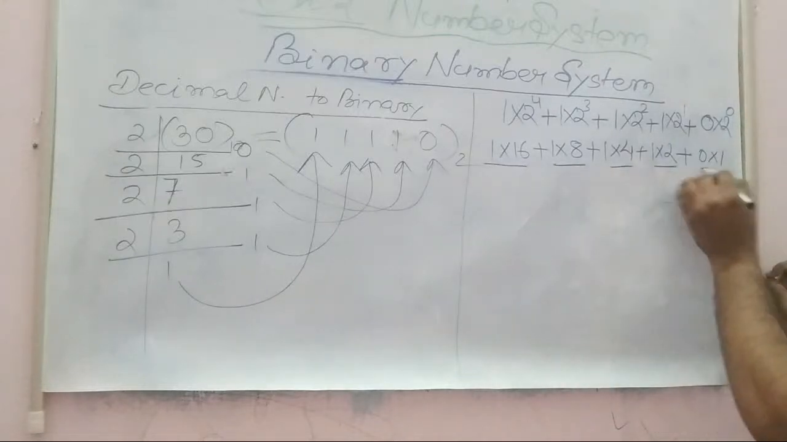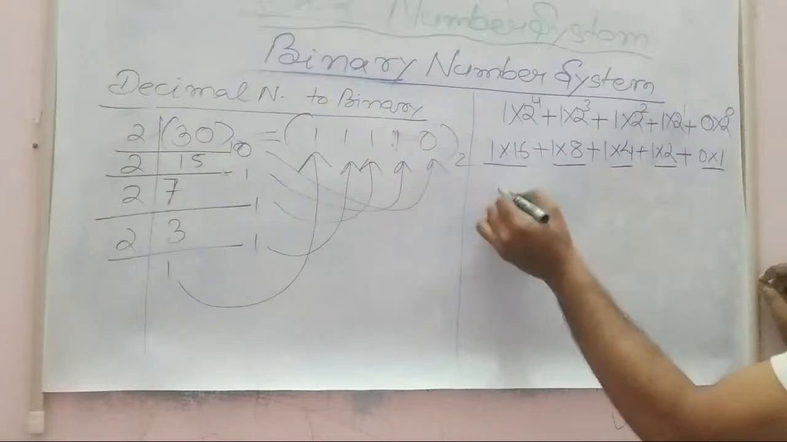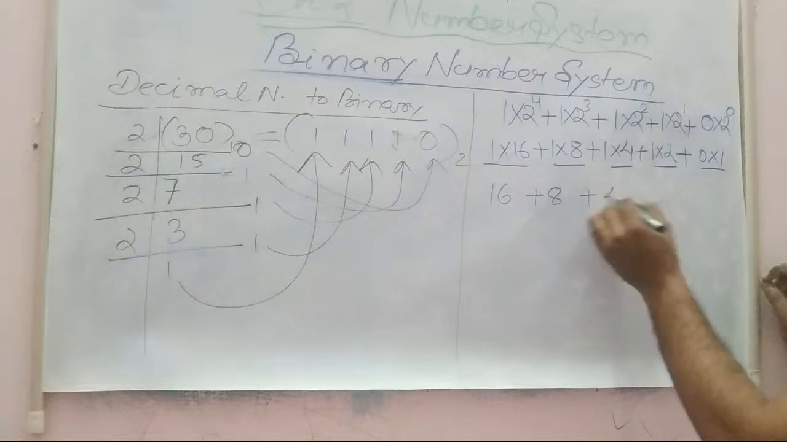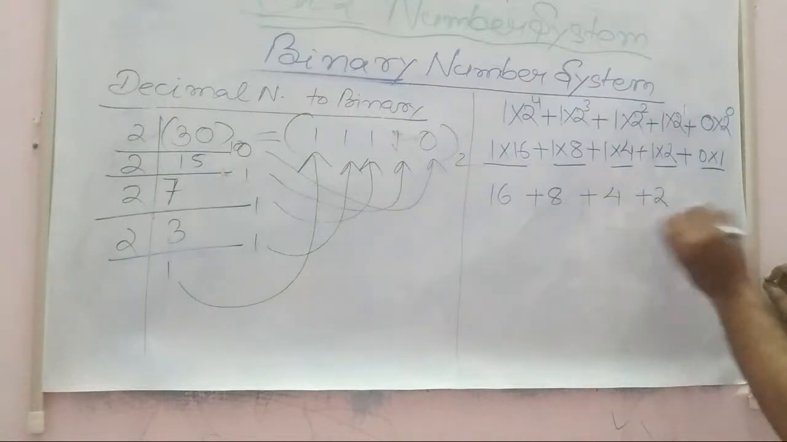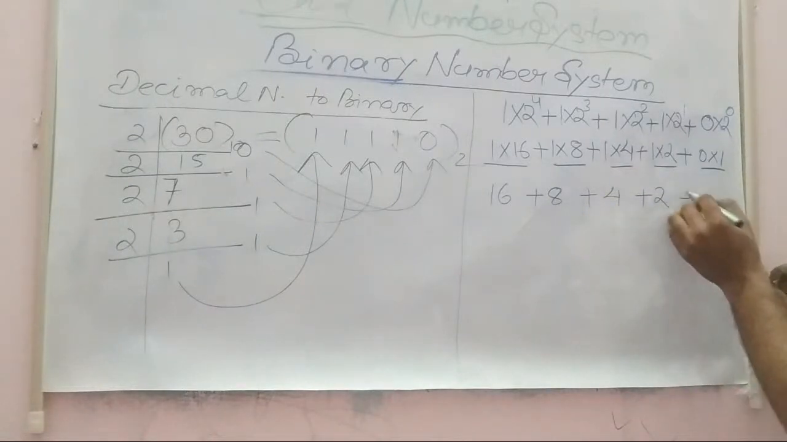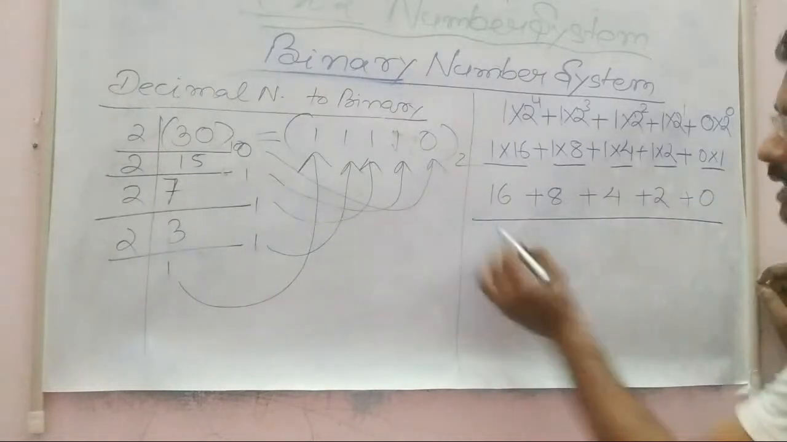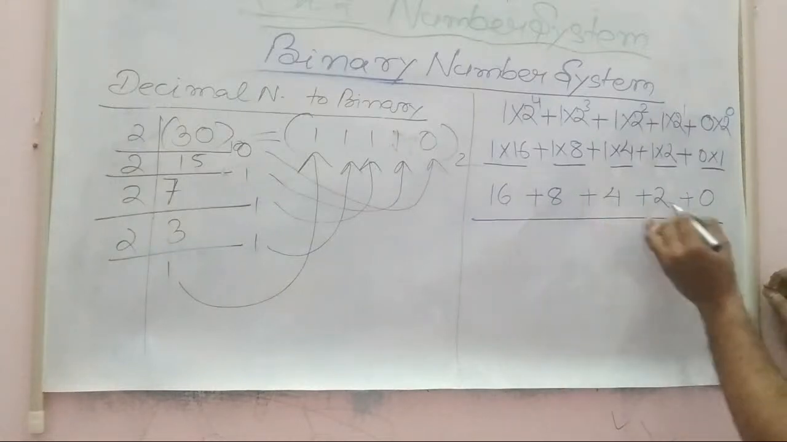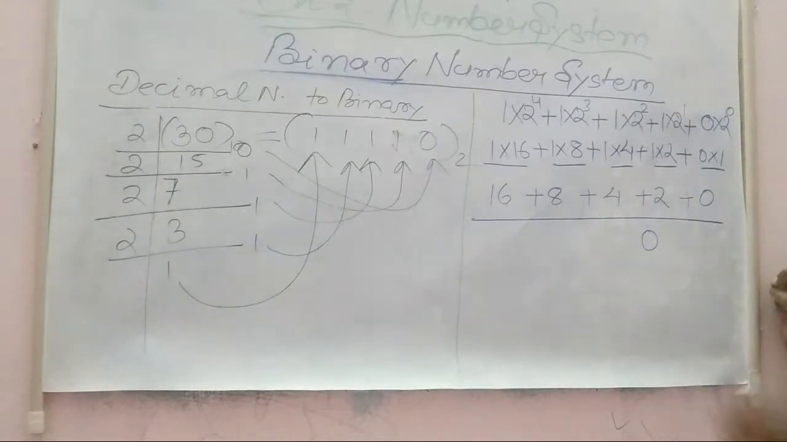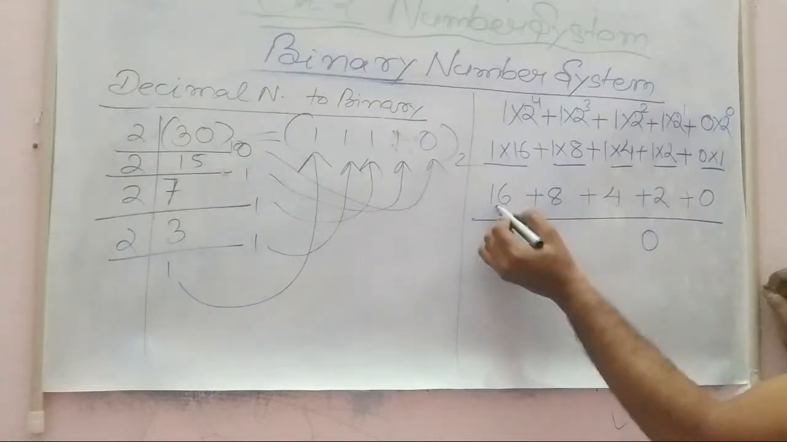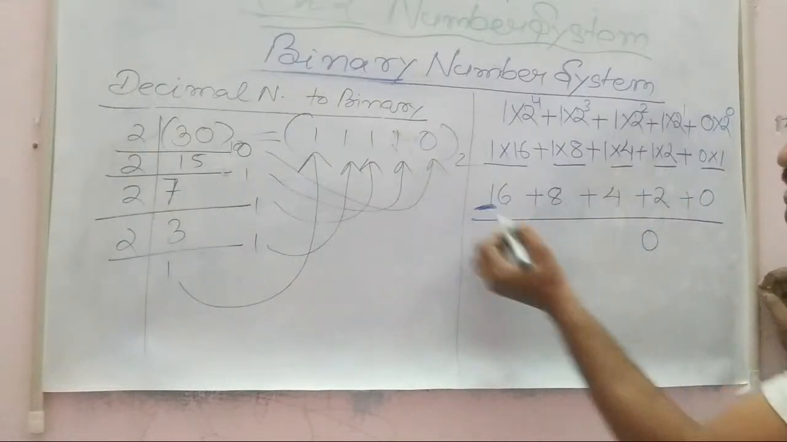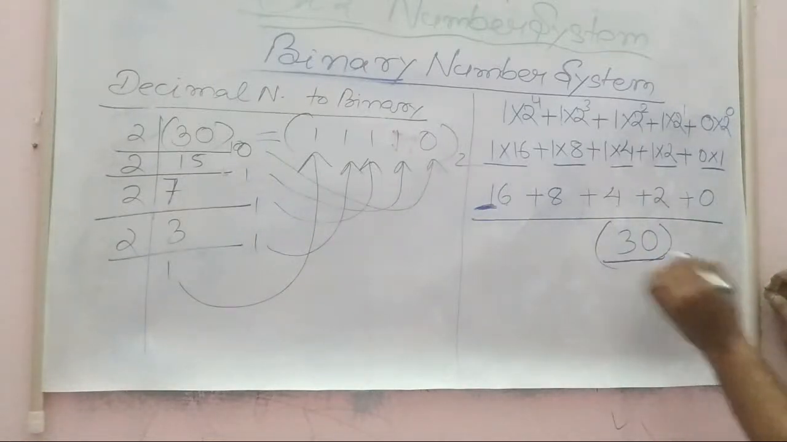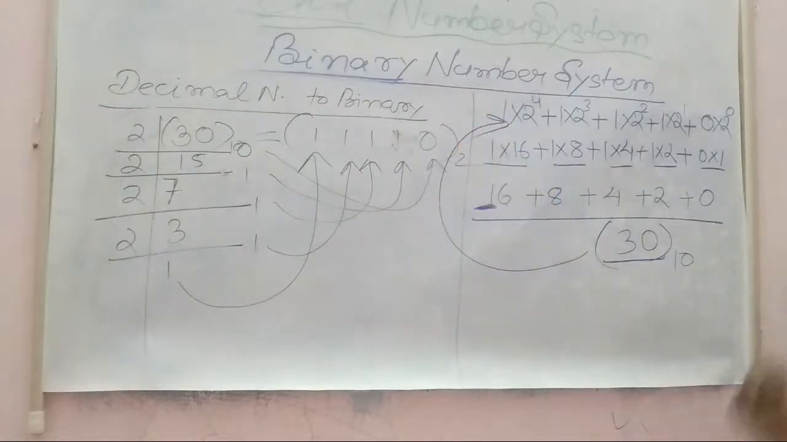See, now we will write after calculation. Here it will be 16 plus 8 plus 4 plus 2, clear, plus 0. After calculation, 6, 8, 14, 4, 18, 2, 20, 0. The remainder 2 goes to carry, the carry will go here, and 2, 1, 3. This is the decimal value of this binary conversion.